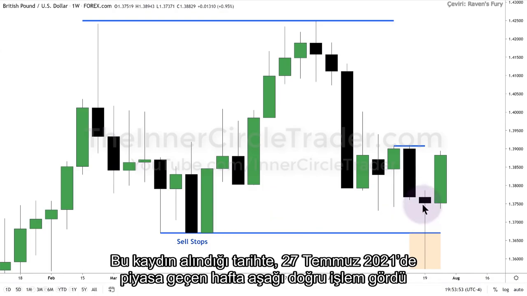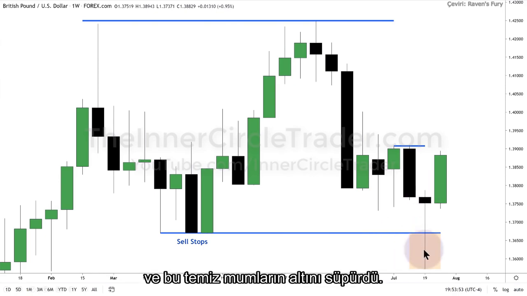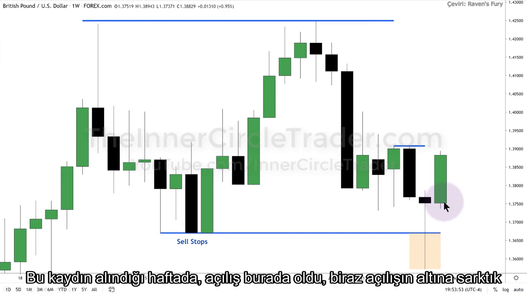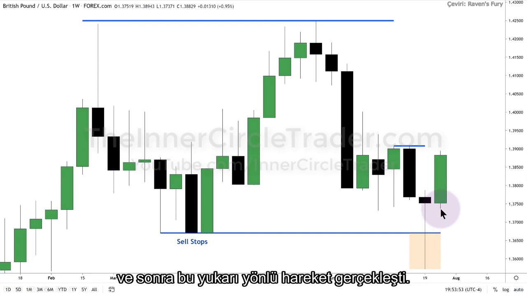The market last week, at the time of this recording, it is July 27th, 2021, trades down last week and sweeps below these clean candles. Okay, so this area here gets attacked. And notice it comes off that low and closes here on the week. The week at present of this recording, we opened here, had a small little movement below the opening of the week, and then we had this movement higher.